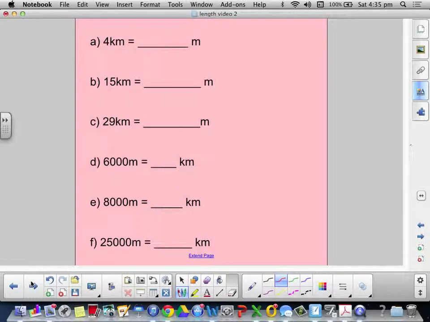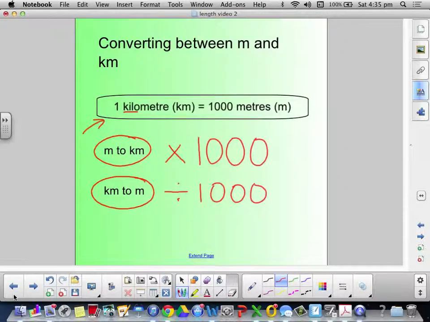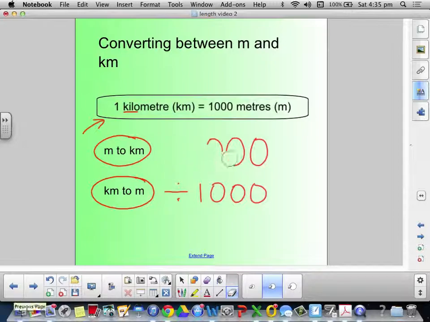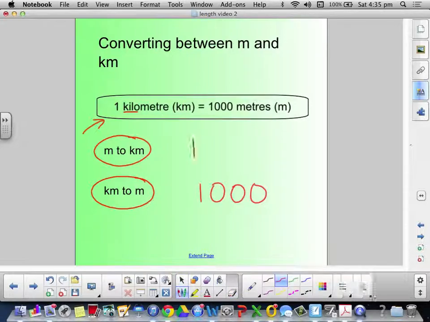So A, 4 kilometres is how many metres? What do we have to do here? Let's go back and check. We're going from metres to kilometres. I think I mucked this up. Yep, I have. Boys and girls, don't worry. We'll fix this up. You probably worked it out already, haven't you? Let's get rid of that. Actually, we just need to get rid of these. That's all we need to do. We'll keep 1,000 there because we're always multiplying or dividing by 1,000 when we're using kilometres and metres.